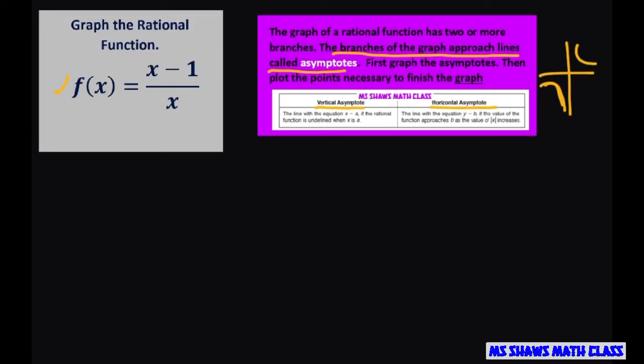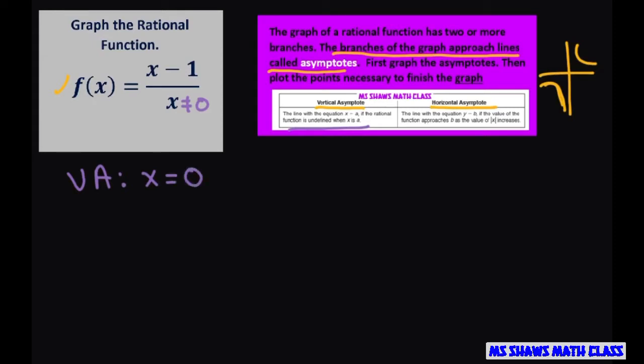The vertical asymptote is pretty easy. It's just what makes the function undefined. But basically what that means is where you can't divide by 0. So in this case, our x cannot equal 0. That means we have a vertical asymptote at x equals 0.